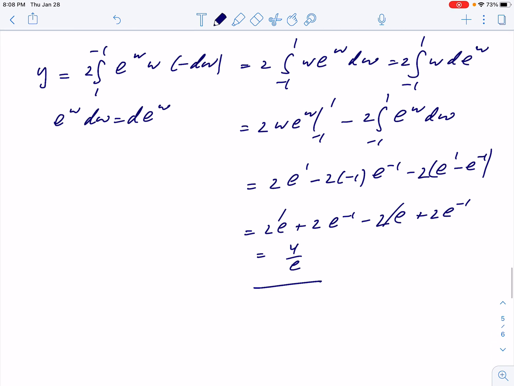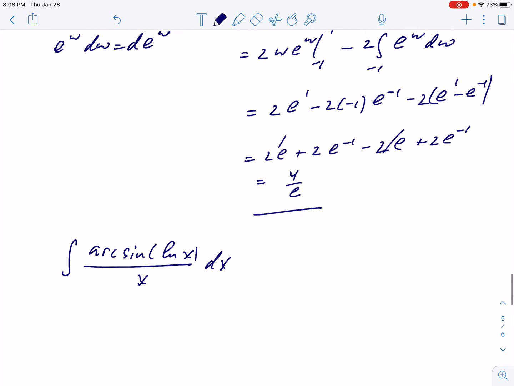Okay, let's do one more. Solve this one, now without limits: arc sine natural log x over x dx. Well, it looks quite scary with these two special functions, but it's actually a very simple integral.